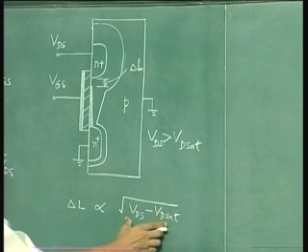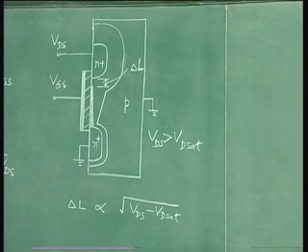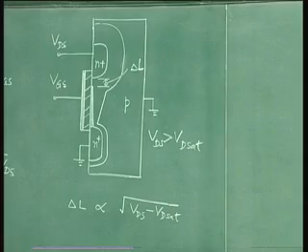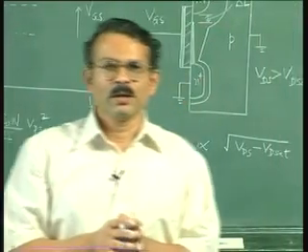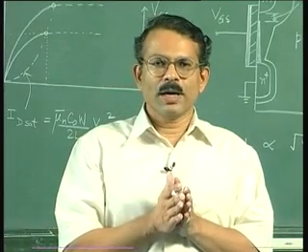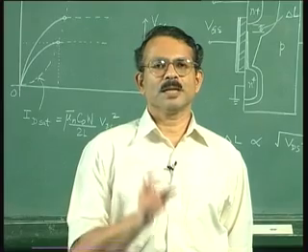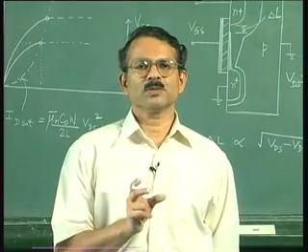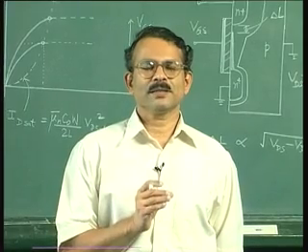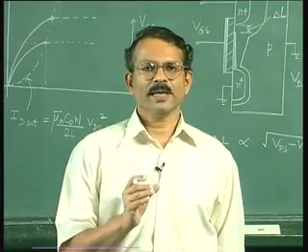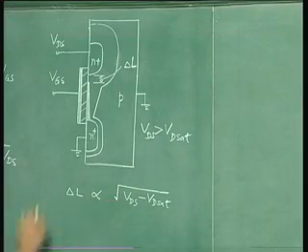Now how do you get this square root dependence of delta L? Well, you can do a detailed derivation which is beyond the scope of this particular course. All that we need to remember here is that when you take a p-n junction and you try to express the depletion region of a p-n junction in terms of the reverse bias, you find that the depletion width varies as square root of the reverse bias. Now that is essentially what is being used here.